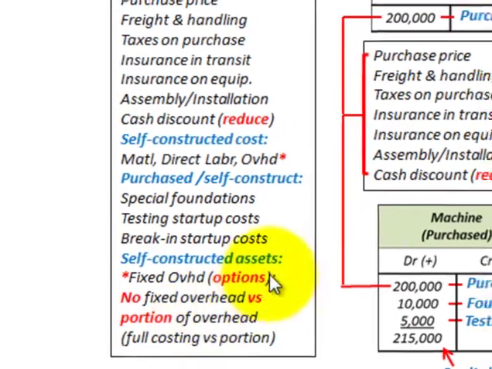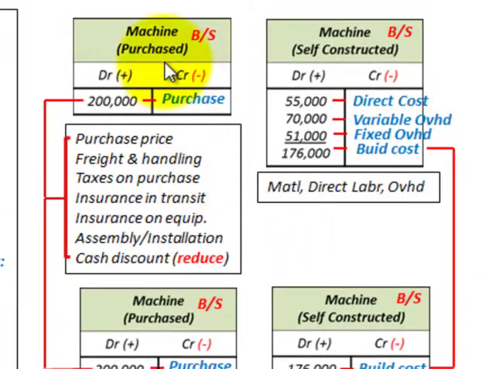So let's just go up and look at our basic example. Say we have a machine that's purchased, and we have $200,000. What would be included in the purchase? Again, it would be the purchase price, any freight and handling cost, again, I'm just going through what we did before, taxes on the purchase, insurance in transit, insurance on the equipment while it's being installed, and any assembly and installation costs, and less any cash discounts.